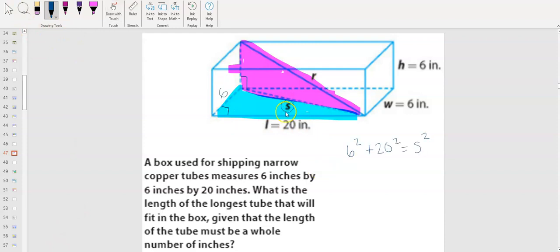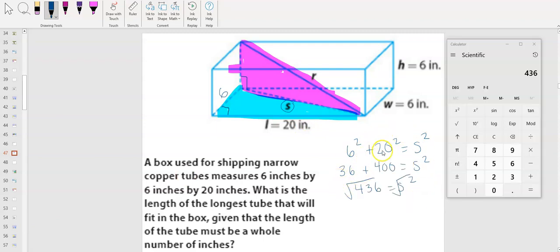So what I'm first going to do is figure out what S is. Now, I know that 6 is the measurement of the side of the box, the width here. So this is 6 and this is 20. So I went ahead and did 6 squared plus 20 squared will equal our hypotenuse of S squared. So I'm going to go ahead and solve that.